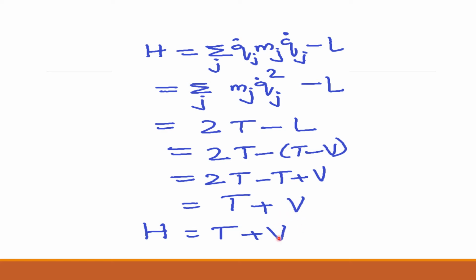That is the total energy of the system. T stands for kinetic energy and V stands for potential energy. The sum of the kinetic energy and potential energy, or the total energy of the system, is described by the term Hamiltonian.